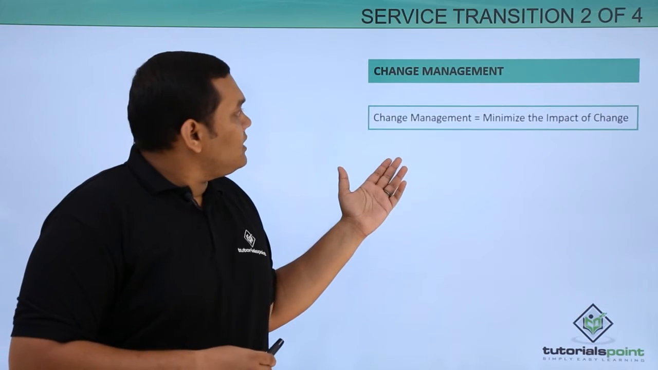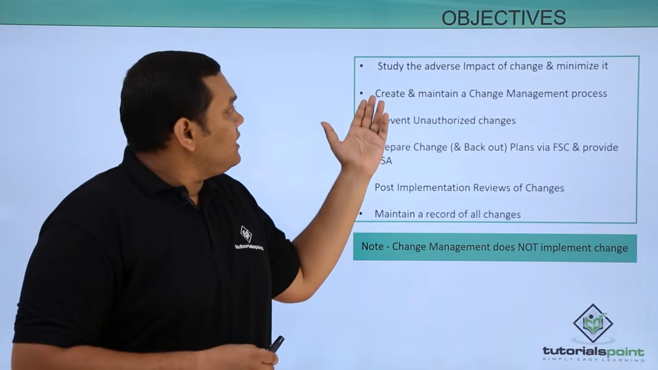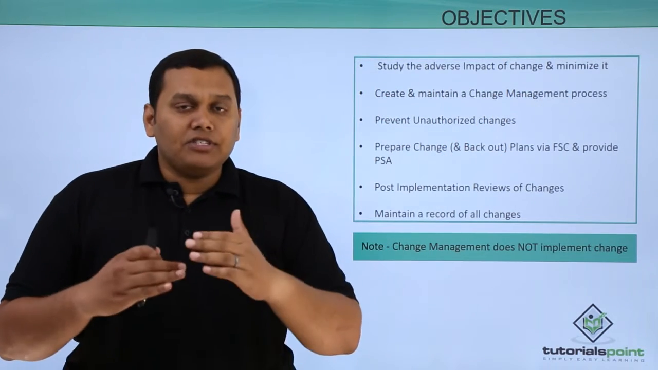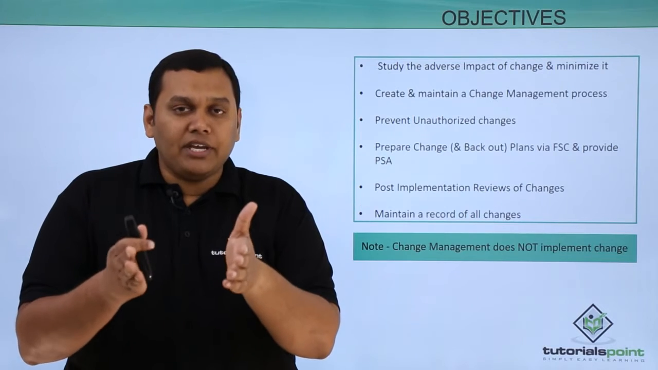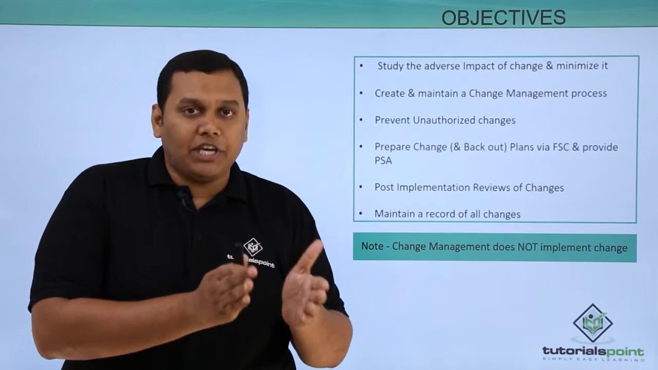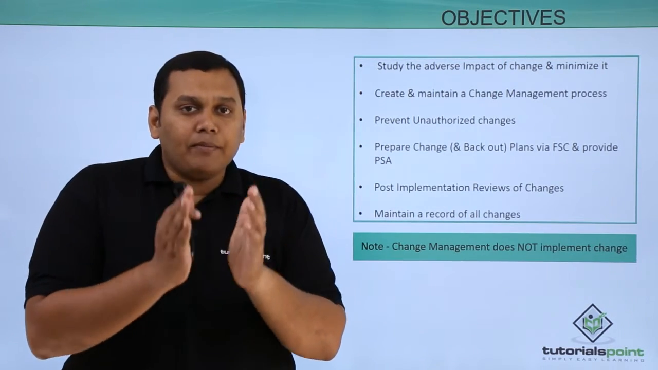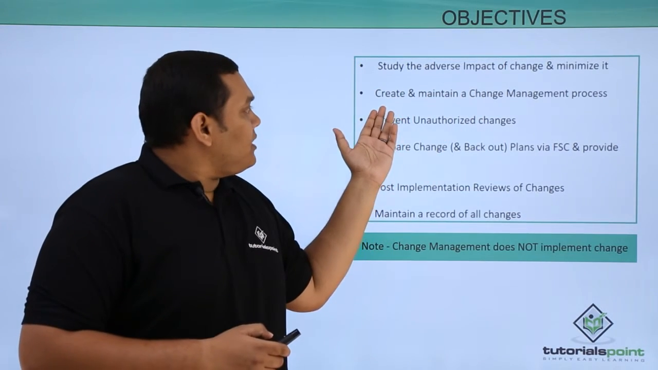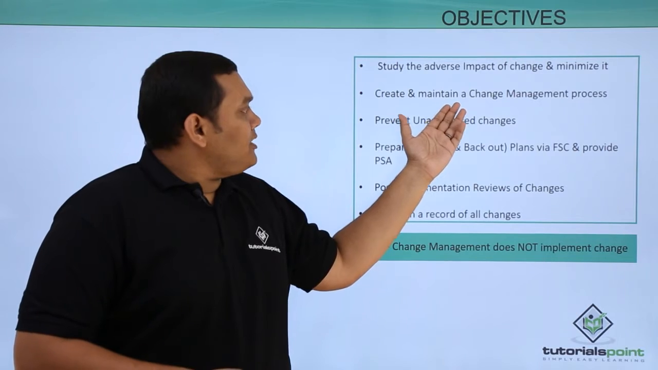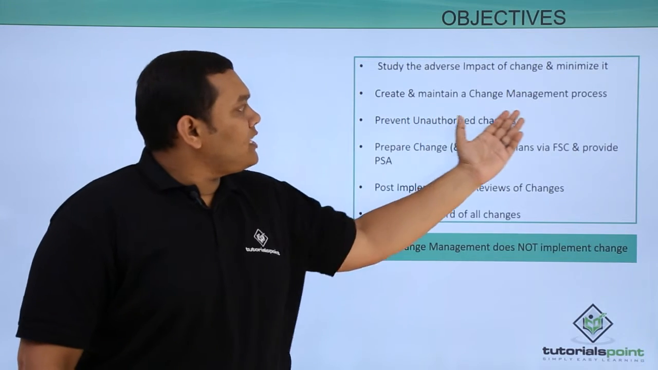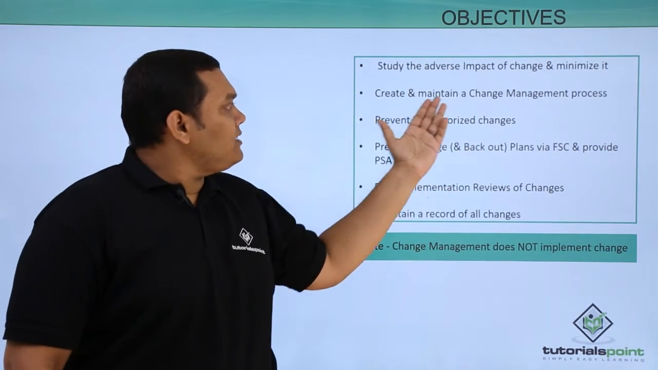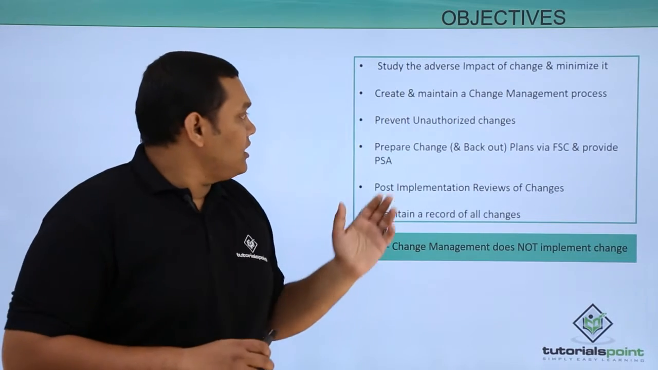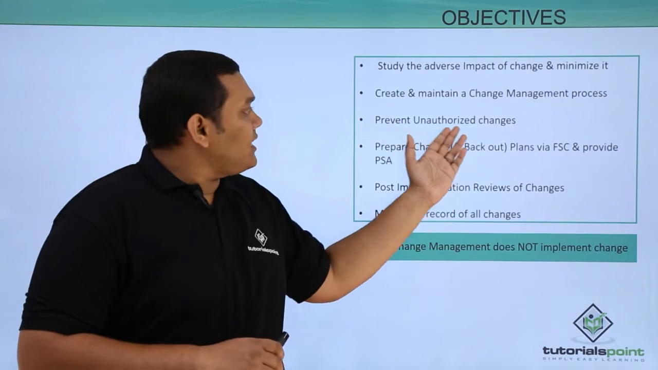Coming to the change management objectives: study the adverse impact of change and minimize it. That means we study the adverse impact of the change and what is required to have a change there, and after implementing this change we minimize it based on the impact. Create and maintain a change management process. So we create the change management process and also we maintain it for each and every project or organization. And also we prevent unauthorized changes.